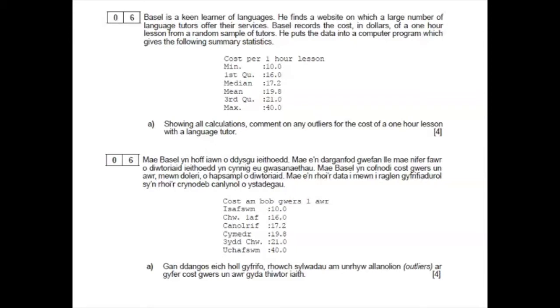For the purpose of this question, an outlier is 1.5 times the interquartile range lower than the lower quartile or higher than the upper quartile. So we need to find the interquartile range. That is the range of values between the upper quartile, 21, and the lower quartile, 16. So the interquartile range is 5. But we want 1.5 times the interquartile range, which is 5 times 1.5, which is 7.5.